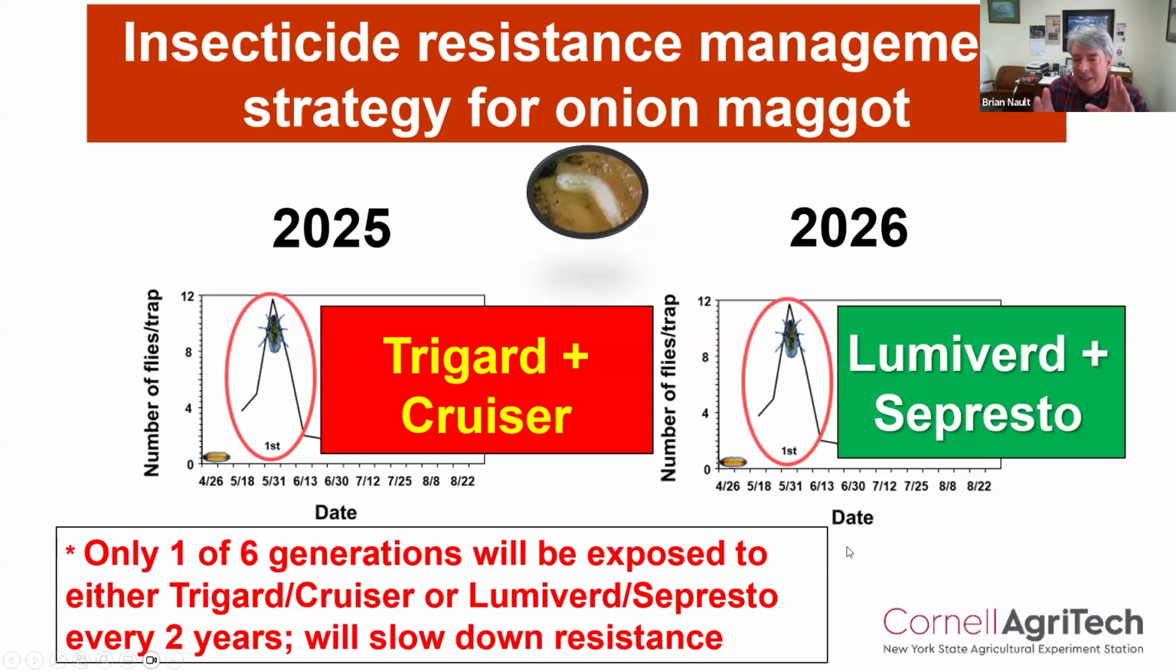Now, the weak link in this particular strategy is that Cruiser and Sopresto are both neonicotinoid insecticides, which is a problem potentially in the future for other reasons, but for resistance management, it is the same class of chemistry, and we are using it here in consecutive years. So that could be an issue.